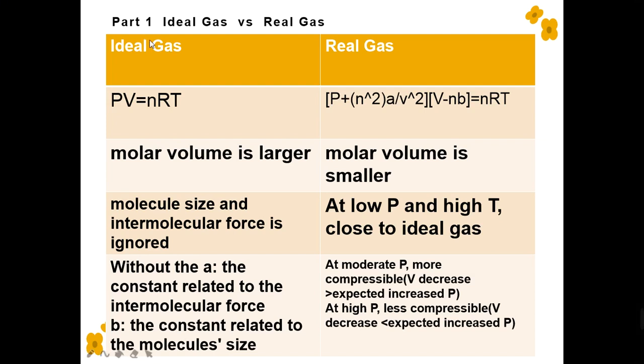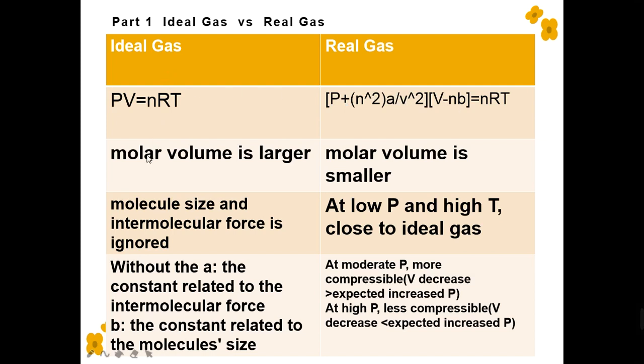The ideal gas formula is PV equals nRT, where P is pressure, V is volume, n is moles of gas, and R is the constant, which equals 8.314 when you use the units Pascal, volume liter, mole, and Kelvin. In real gas, there are new elements like a and b.